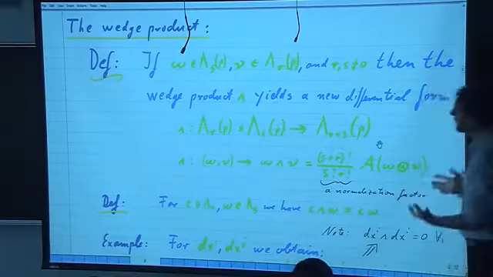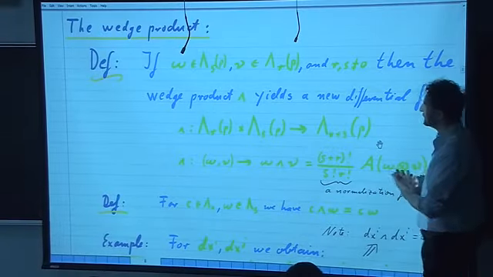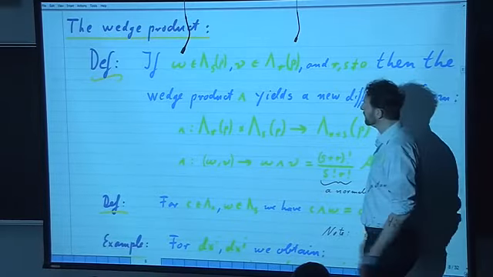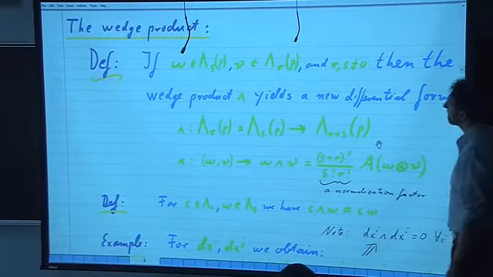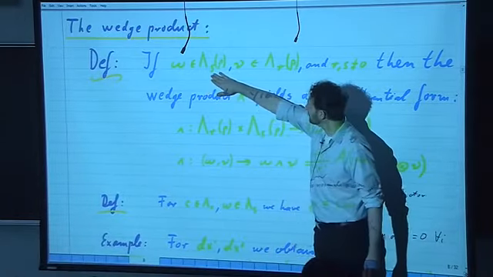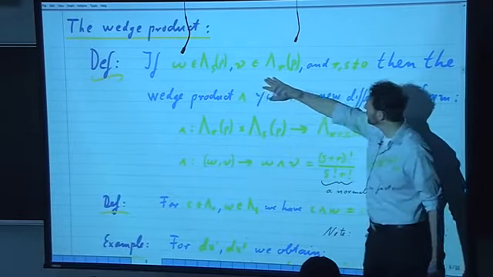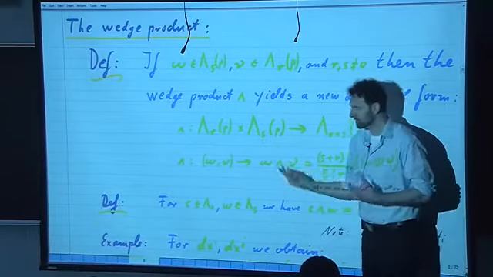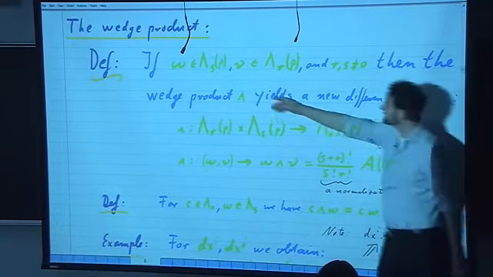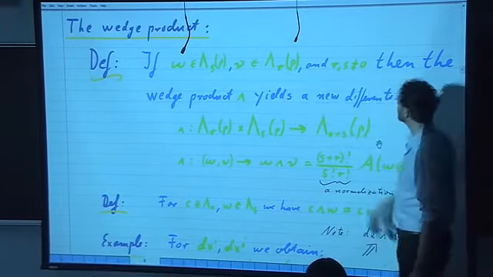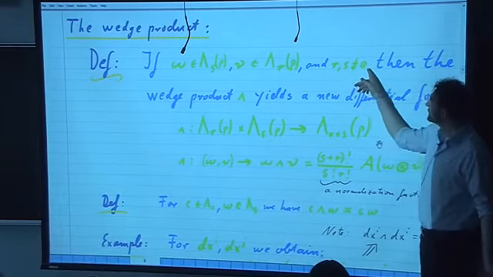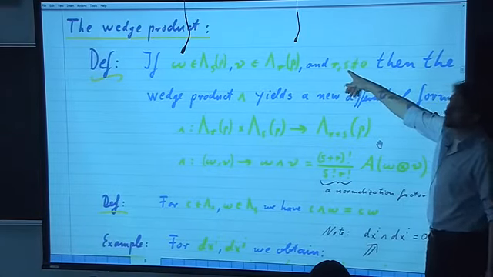So we need a multiplication on differential r forms. And that multiplication is the so-called wedge product. Let's say omega is a differential s form, and nu is an r form. I mean, you see, I'm using differential form and form synonymously. So let's say omega is an s form, nu is an r form, and let's say none of the two is just a function, so r and s are not 0.